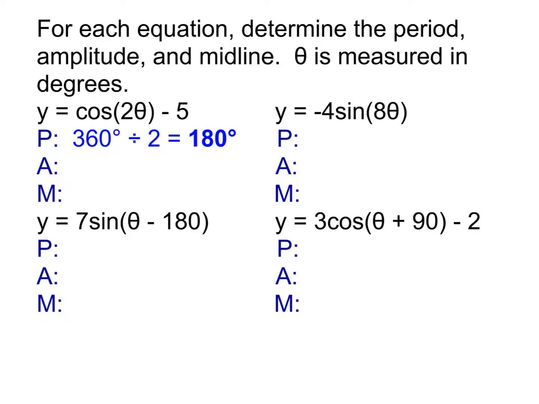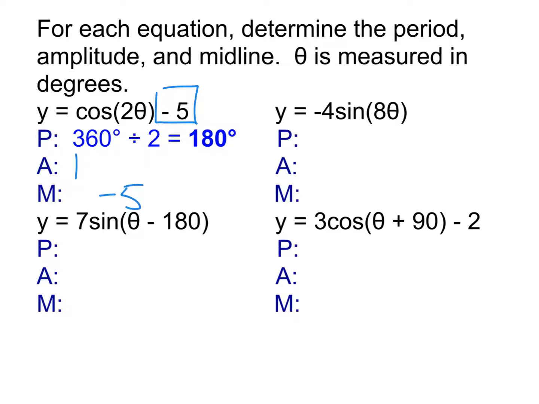All right, next up, amplitude. Amplitude comes from whatever number is multiplied out front of sine or cosine. In this case, there's no number written there, so it's assumed to be 1. And then finally, the midline. The midline comes from whatever number is added or subtracted on to the end. So in this case, that's a -5.